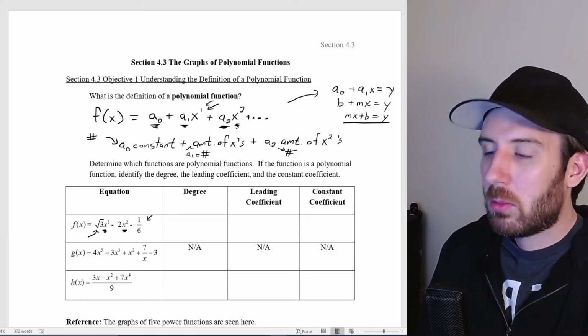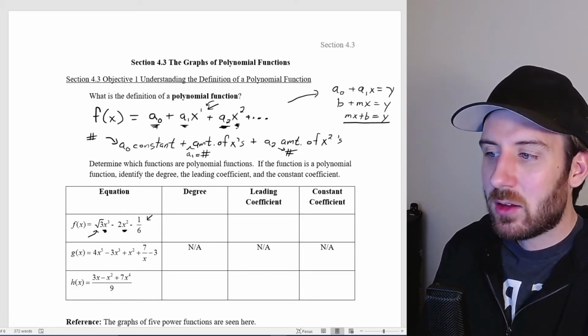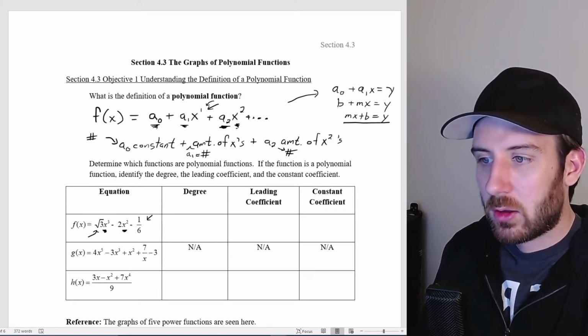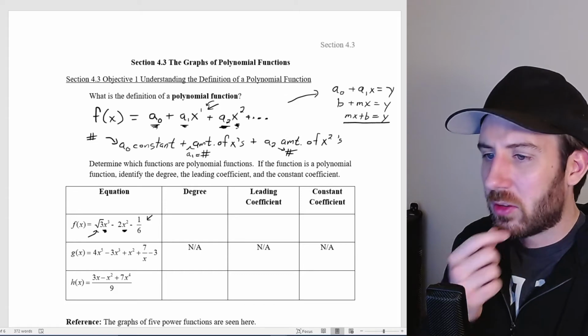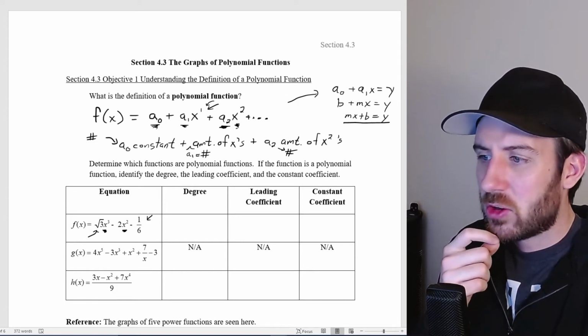Well, I'm going to let you take a moment here to think about what the degree of this polynomial is. And I'll go through a couple of these other ones and leave the last one for you as an example.